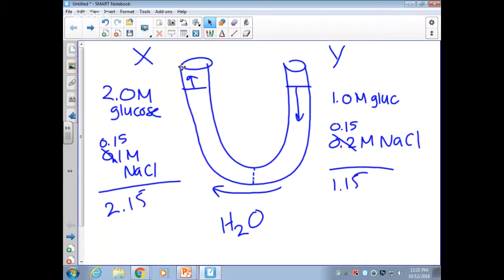Okay. Number 10, water molecules will tend to move from side Y to side X. That is true because the net movement of water molecules will be from the solution with a lower osmotic potential to the higher osmotic potential. Concentration, potential, same thing. So what is number 10?